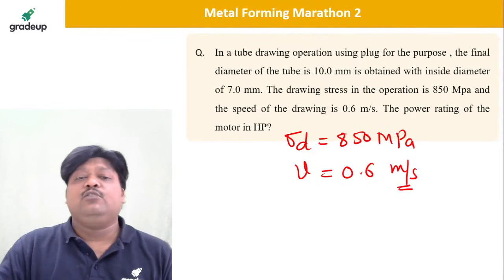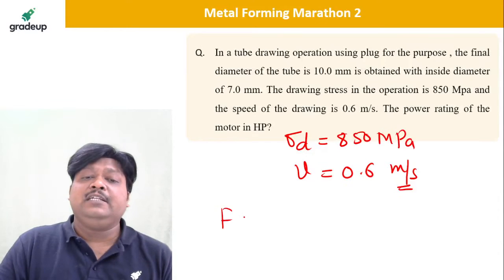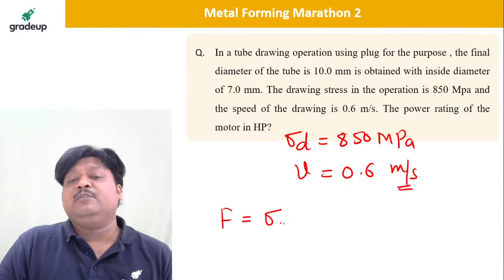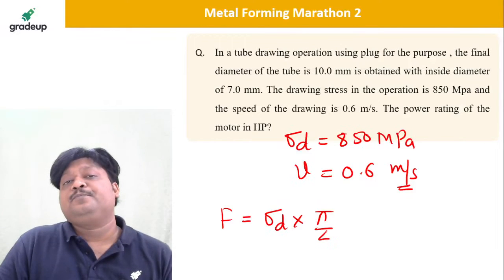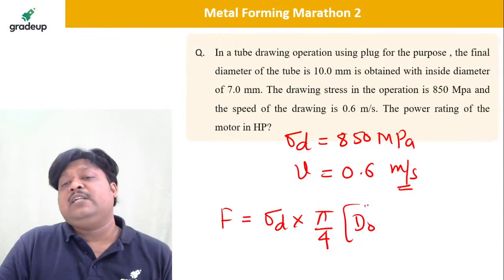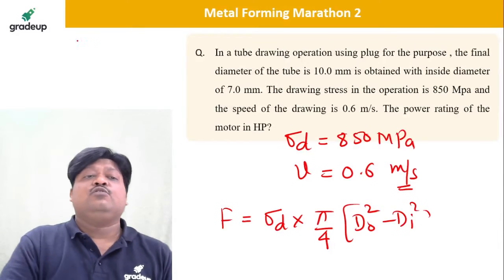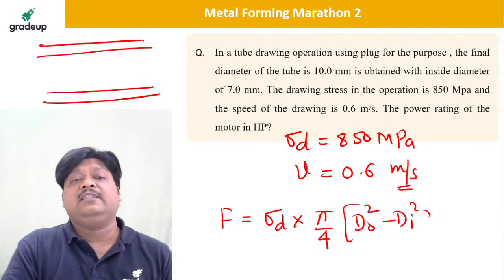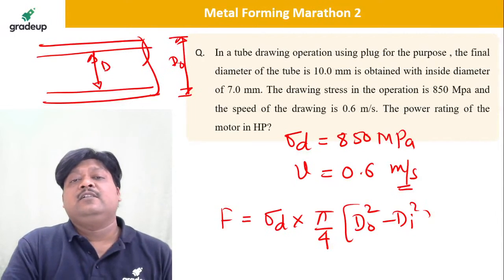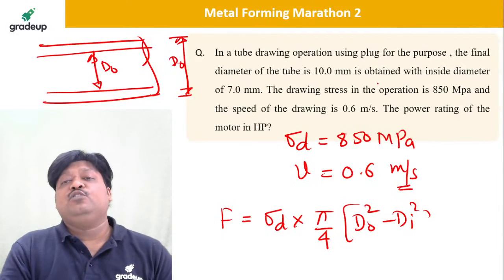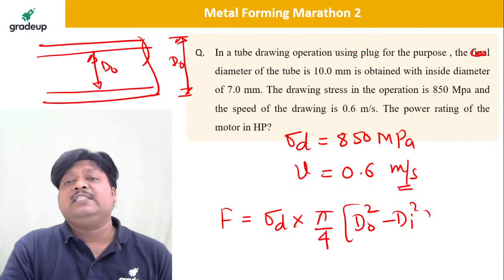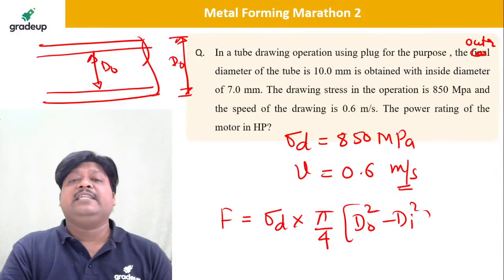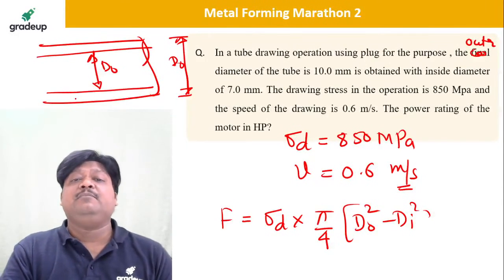How to calculate the force in the tube drawing operation? So force in tube drawing is nothing but sigma D into pi by 4, into outer diameter square minus inner diameter square. See, when the tube comes out at the end, with some final thickness, this will be the outer diameter and this will be the inner diameter. The outer diameter is given as 10 mm and the inside diameter is 7 mm.